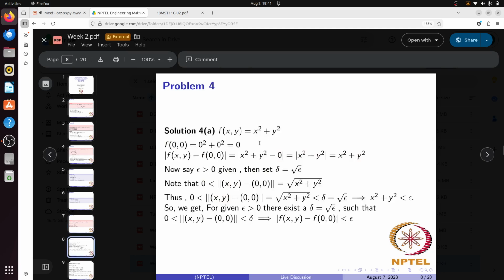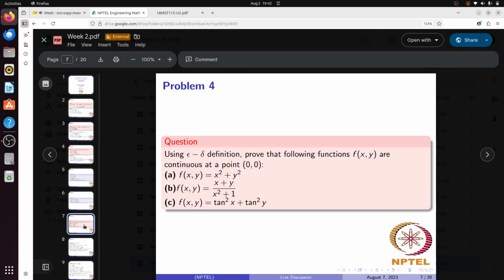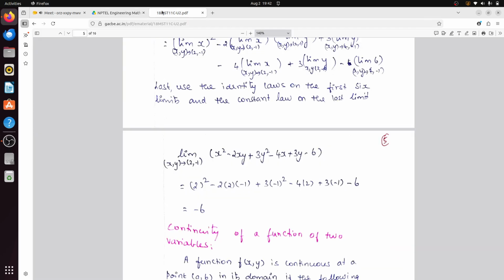Solution 4a. f(x,y) equal to x squared plus y squared, f(0,0) equal to 0 squared plus 0 squared equal to 0. f(x,y) minus f(0,0) equal to x squared plus y squared minus 0, equal to the modulus of x squared plus y squared. So first we need to show the bound on f(x,y) minus f(0,0). Is it a continuity problem? Okay, then I need to discuss the continuity.